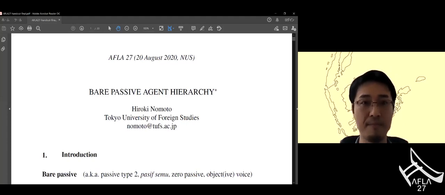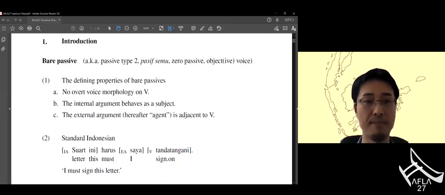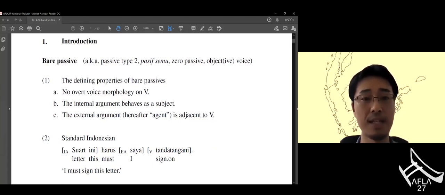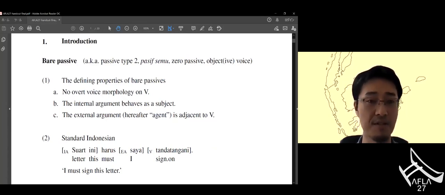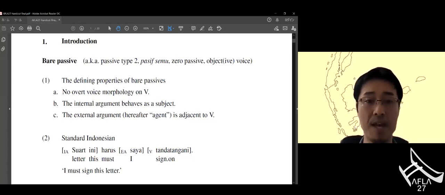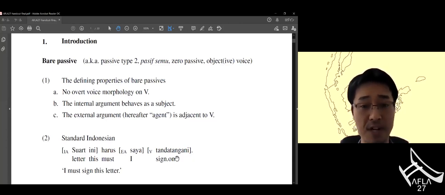I'm going to talk about bare passive agent hierarchy today. Let me start with the definition of what I mean by bare passive. The bare passive is also known as passive type 2, passive sumo, zero passive object, or object voice construction. Number one summarizes the defining property of bare passives. There's no overt voice morphology on the verb, as in the Indonesian example in 2.